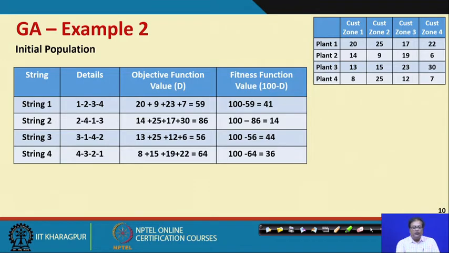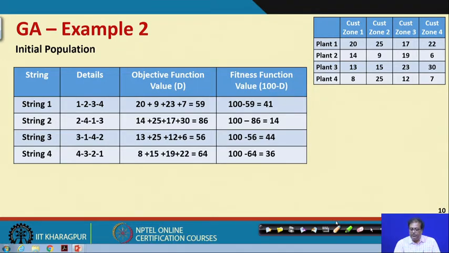Simply look at the first one, just see what happens to the first one. This is the distance 20, then 9, then 23 and 7, just add them 1 to 1, 2 to 2, 3 to 3, 4 to 4. So, total distance will be 59, but had it been 1 to 2, so 25, then 4, the customer zones 4, 2 to 4, not that way, I think this is 14.